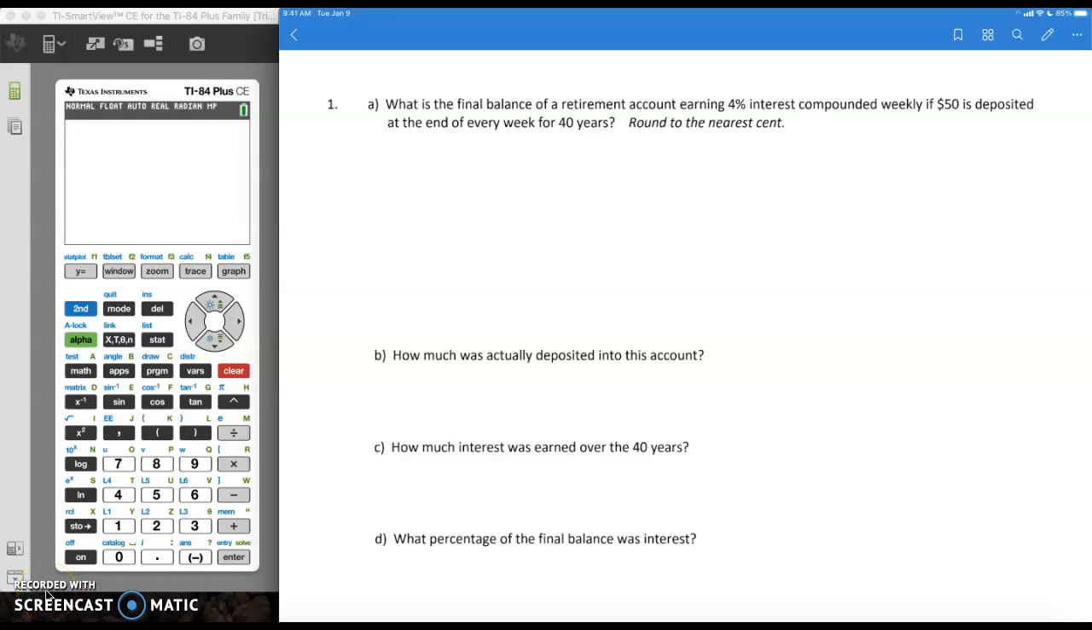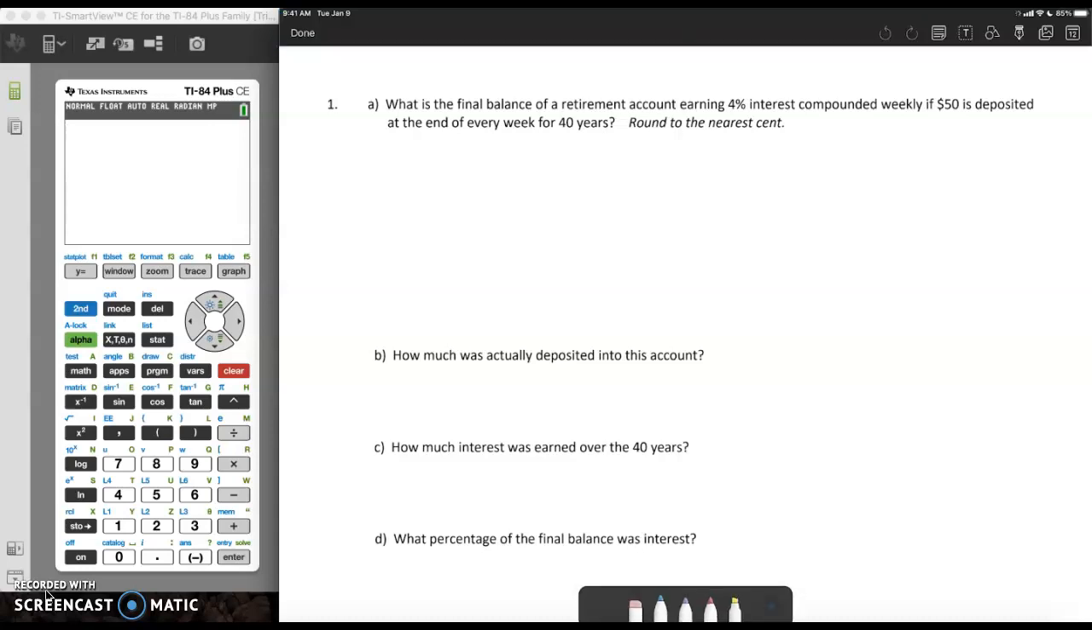Okay, for our first example, the question says, what is the final balance of a retirement account earning 4% interest compounded weekly if $50 is deposited at the end of every week for 40 years? Round to the nearest cent. Okay, so first of all, what I notice immediately is that we have that periodic payment that's happening. In this case, it's the periodic deposit of $50. So we are certainly in the annuity world right now.